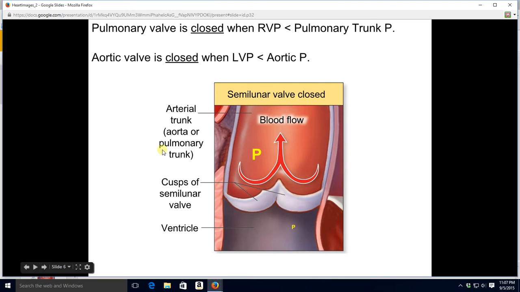You've probably figured out the closing of these guys. It's pretty straightforward. They're going to close when blood's trying to go the wrong way. The wrong way is from the vessel back into the ventricle. The pulmonary semilunar valve is going to close when ventricular pressure is less than that of the pulmonary trunk. The aortic valve is going to close when left ventricular pressure is less than aortic pressure. Because in those situations, blood's going to try to go backwards, and those valves are going to get closed.